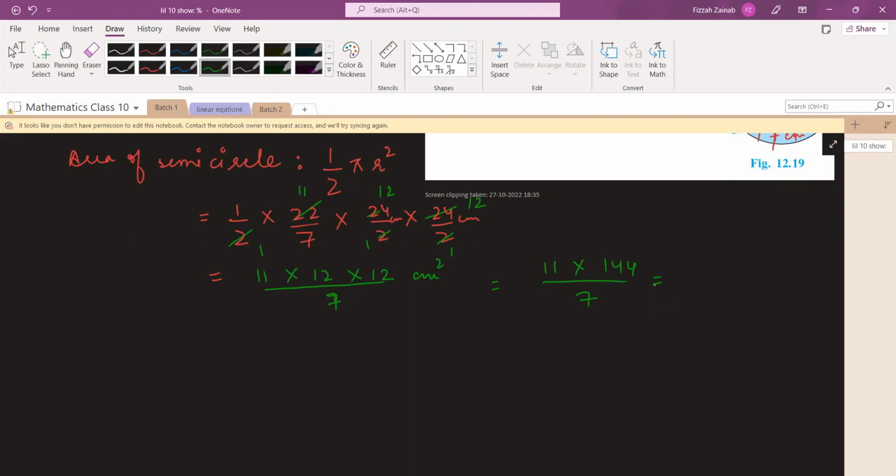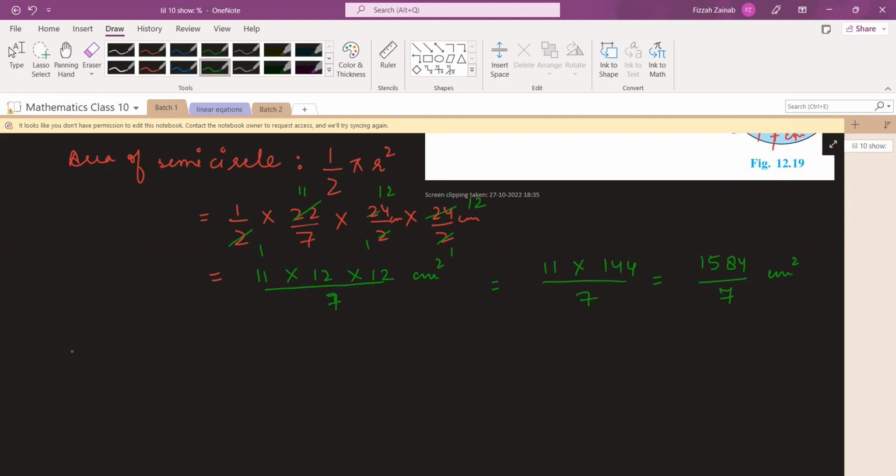It's 1584, ma'am. 1584. 1584 and divided by 7, right? Centimeter square. Okay. If you can leave it like this in fraction, okay? Then let us come to area of triangle.